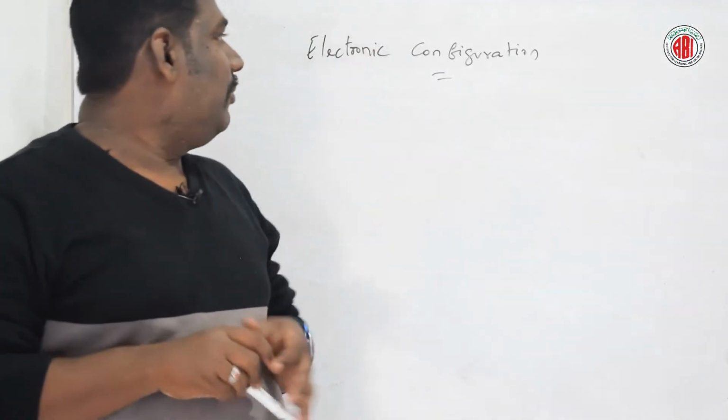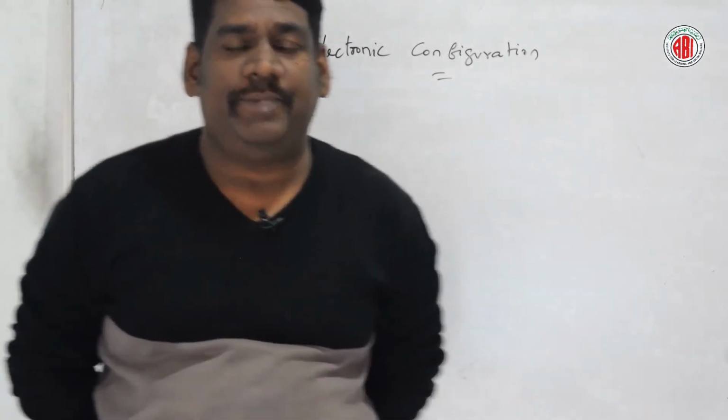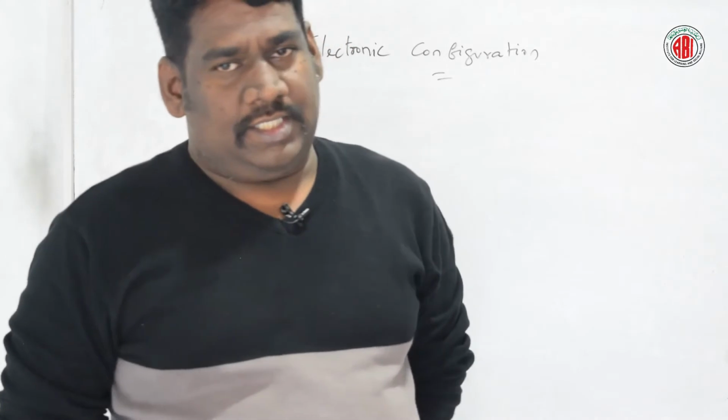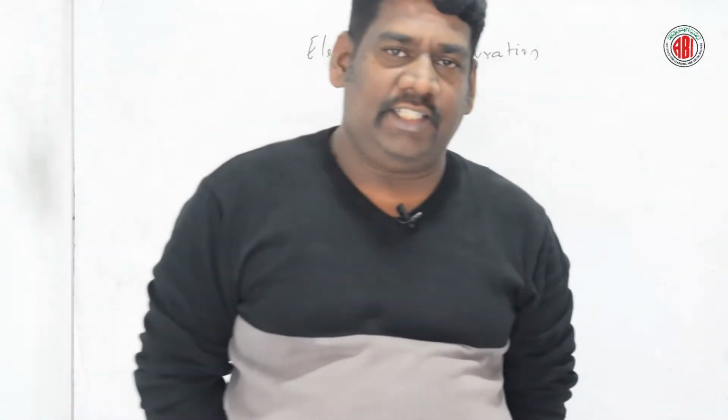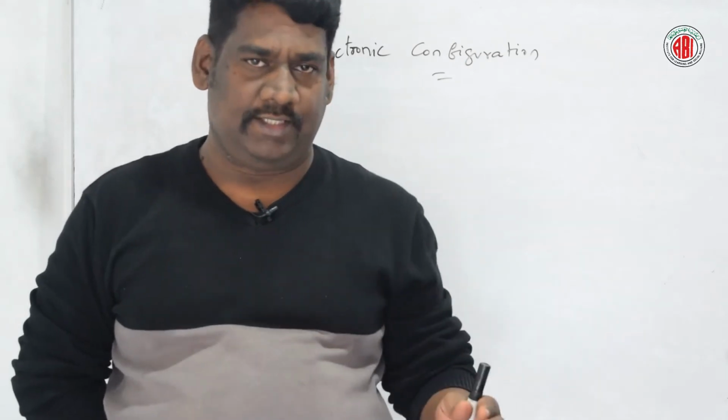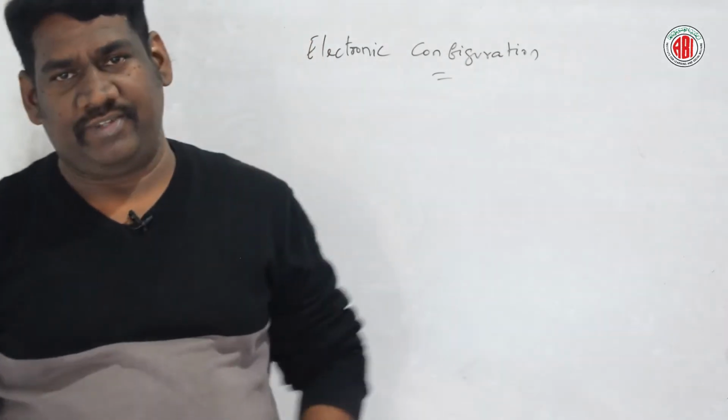Now let us talk about electronic configuration. What is the meaning of electronic configuration? Electronic configuration is nothing but the distribution of the electrons in different orbitals. That is called electronic configuration.